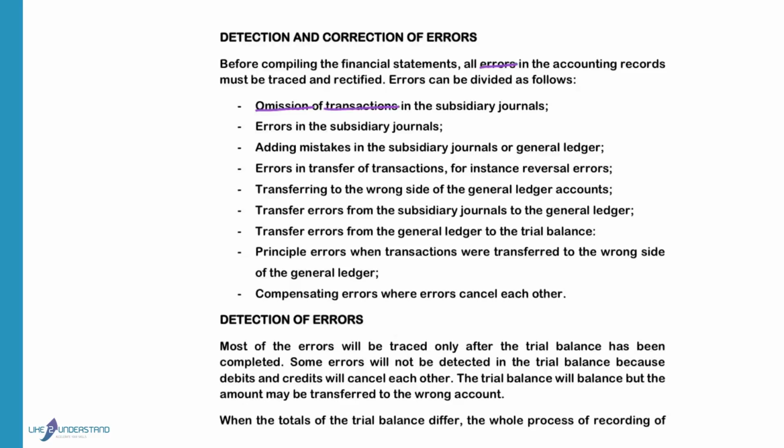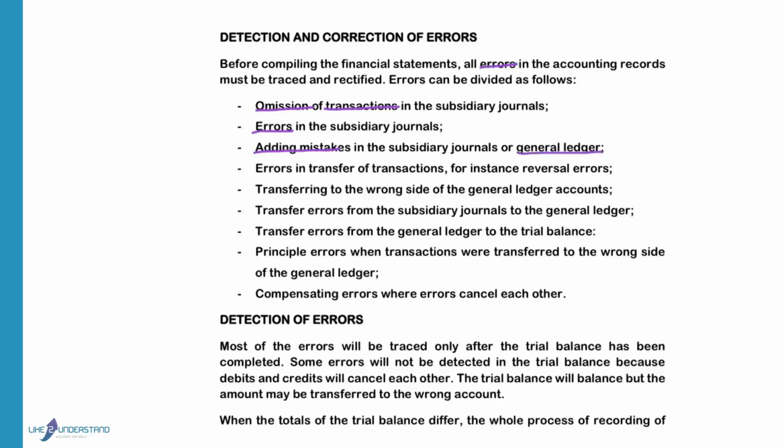Errors in the subsidiary journal, so when you record something incorrectly in the subsidiary journal, it is posted incorrectly to the general ledger. Adding mistakes in the subsidiary journal or in the general ledger, so if there are adding mistakes in the subsidiary journal, you will post these wrong figures to the general ledger, and therefore your amounts in the general ledger are not correct to record in the financial statements, so you have to correct those mistakes.